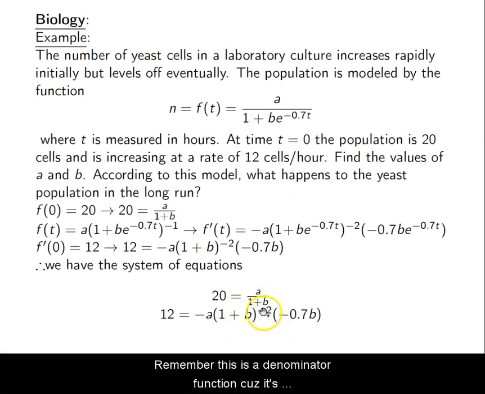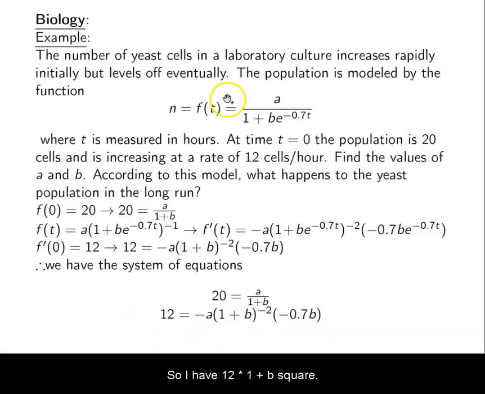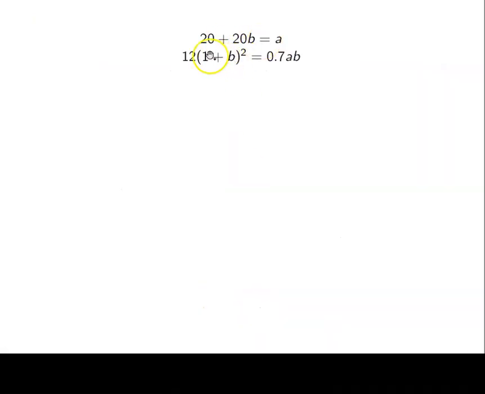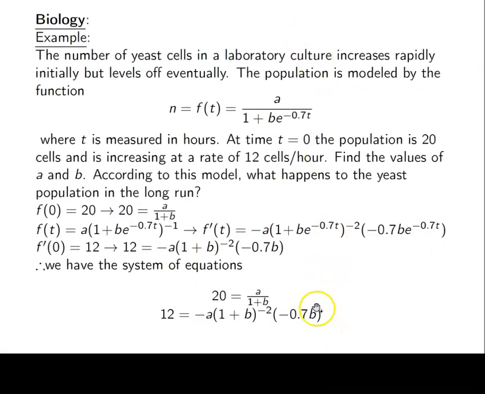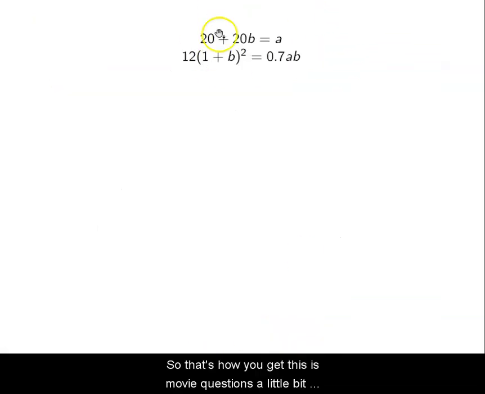Here, remember, this is a denominator function because it's negative, so I can multiply that on both sides as well. So I have 12 times 1 plus b squared. Okay, 12 from 1 minus b. When I move it over, this negative 2 turns to a positive 2. And this times 1 plus b gives me my 20 plus 20b. Okay, I still have this b here that's left over, and this a, and the two negatives make it positive. So that's how we get this system of equations, a little bit nicer to look at.